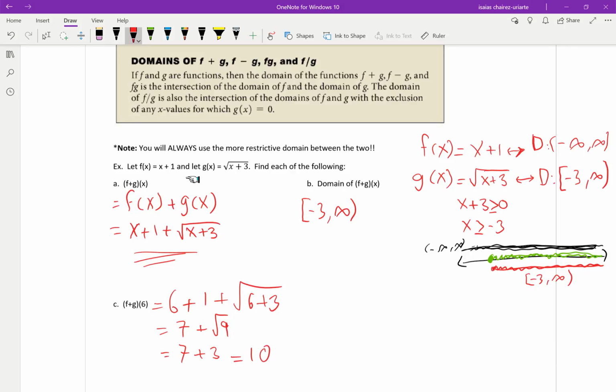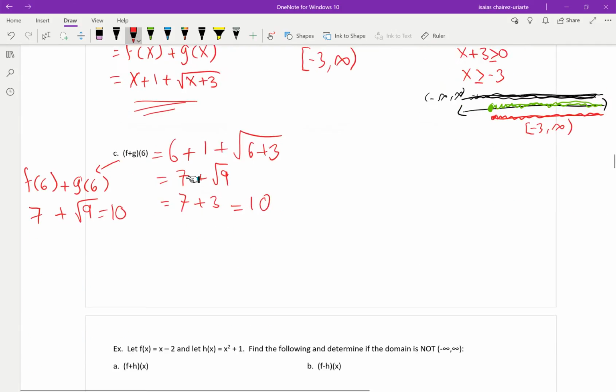Another way to have done this, maybe you did it this way, I don't know, is to have done the following. It's going to be f of 6 plus g of 6. Yeah, and f of 6 ends up being 7, and g of 6 ends up being the square root of 9, which is 3, and so our answer is 10. So we could have also done it that way. Okay, good. Let's move on to the next example here.